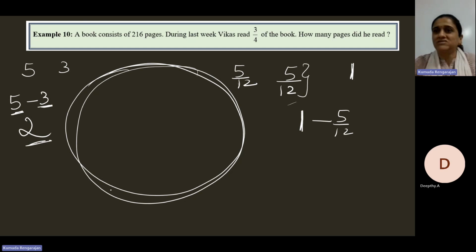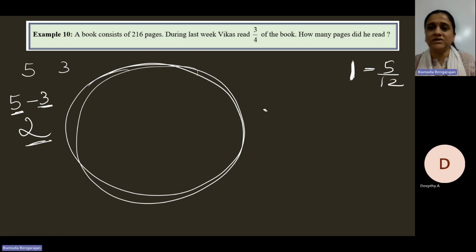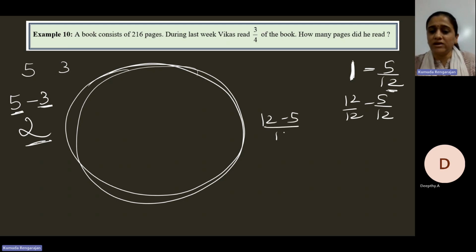So 5/12 of the pizza you've eaten. So what is the total then? 1. 1 minus 5/12. 1 is the entire thing minus what you've eaten, 5/12. So the fraction of the pizza remaining is equal to 1 minus 5/12, which is 12/12 minus 5/12. Because the denominator is 12, we choose to write 1 as 12/12. So 12 minus 5 over 12, which is 7/12.